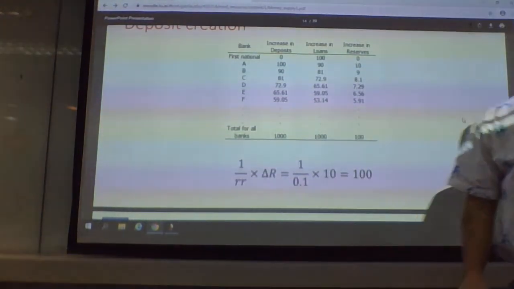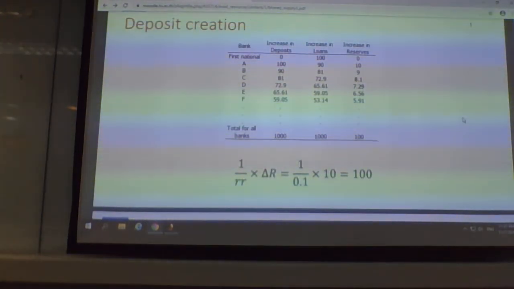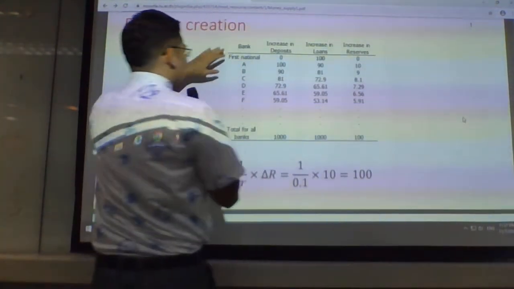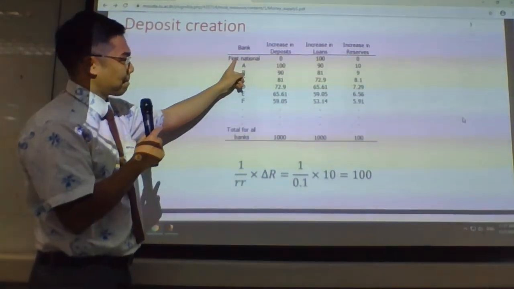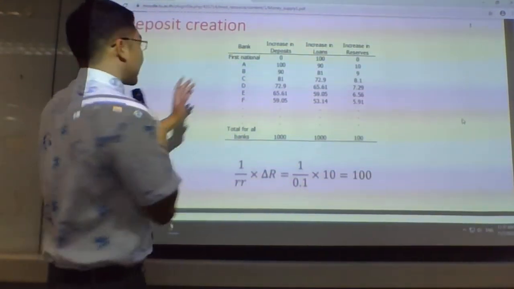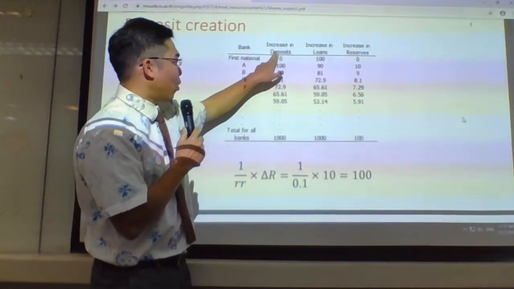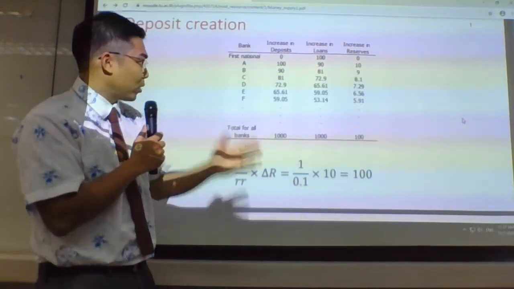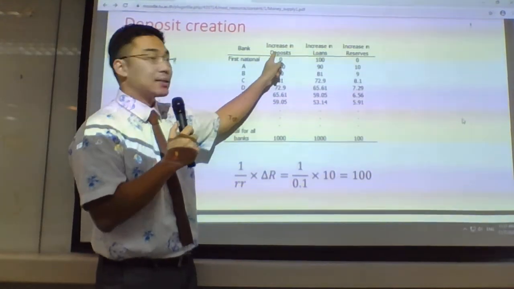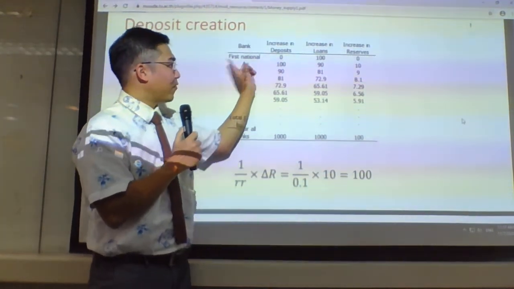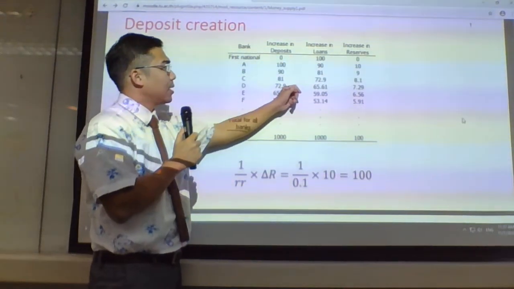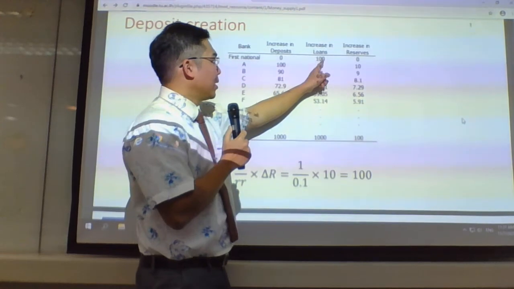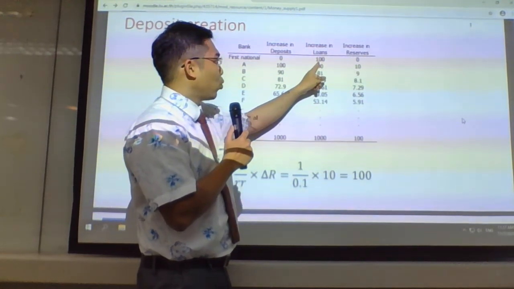Okay, now let's see. Suppose that I calculate that information into this one. This is a series of the banks. You can see that the First National Bank is the first column. The second column is the increase in deposit. Note carefully that I use the words increase in deposit. For the First National Bank, there is no deposit, so it's set to 0. And this one is the increase in loan. The loan here is set equal to 100.